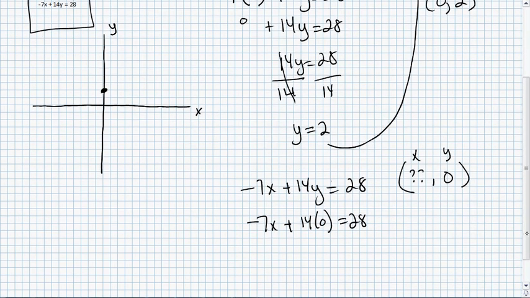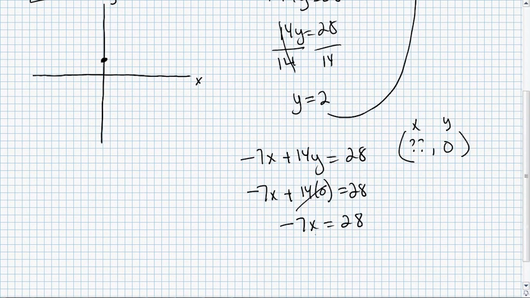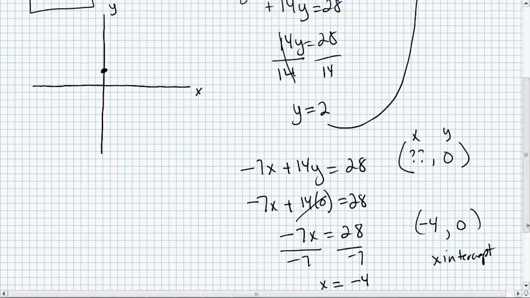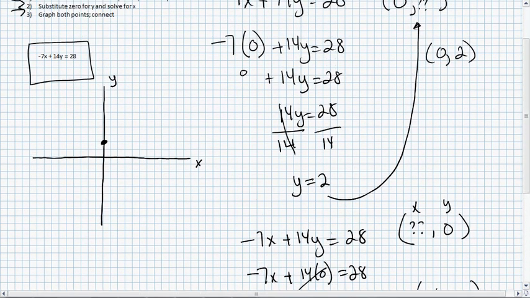14 times 0 is just 0, so I'm left with negative 7x equals 28. Divide both sides by negative 7, and I find that x equals negative 4. So when y is 0, x is negative 4. This is going to be my x-intercept. Go back to the graph. And let's plot negative 4, 0: to the left 4, neither up nor down.